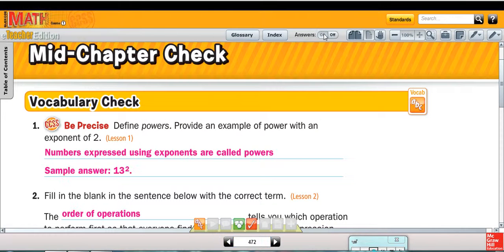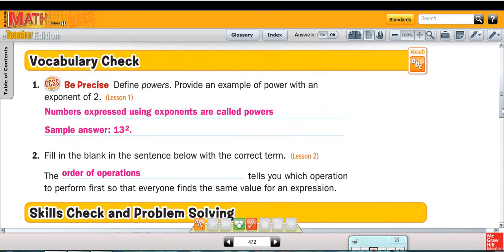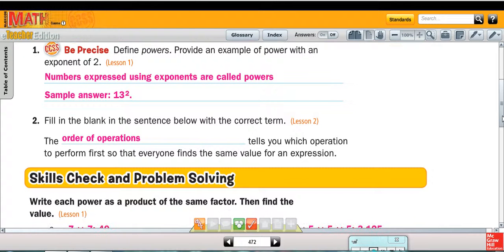Welcome back. Hopefully it wasn't too difficult for you to finish up this mid-chapter check. It'll put you in a good place for being prepared for your quiz. Let's take a look at question number 1. Question number 1 asks us to define powers. Define means to give a definition. So you could say numbers expressed using exponents. It could be a number with an exponent, something along those lines. That's worth a point. And then it said to give an example of a power with an exponent of 2.